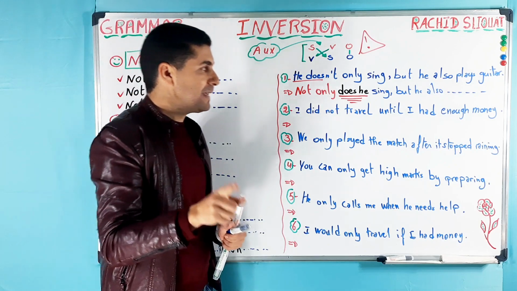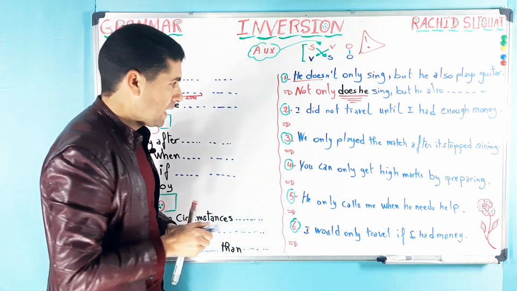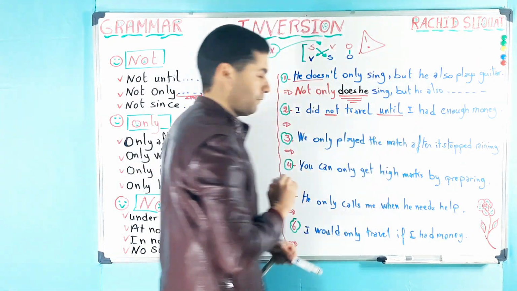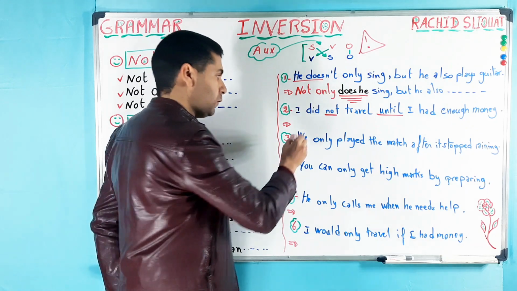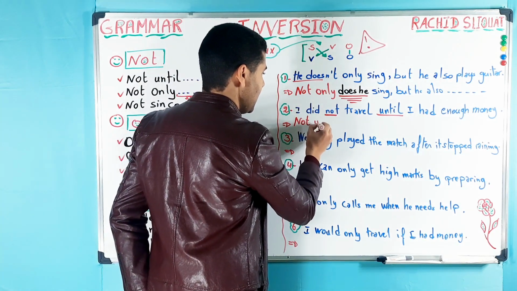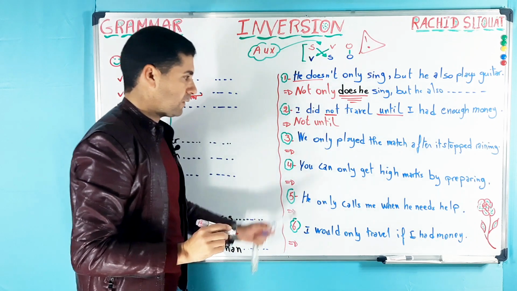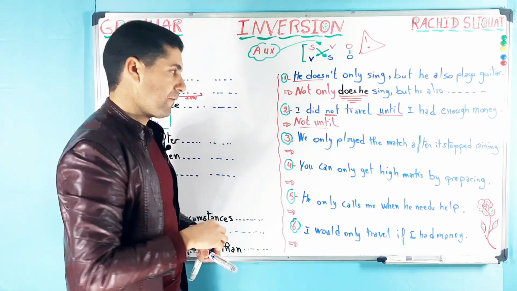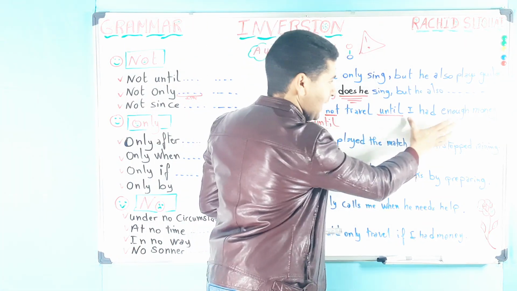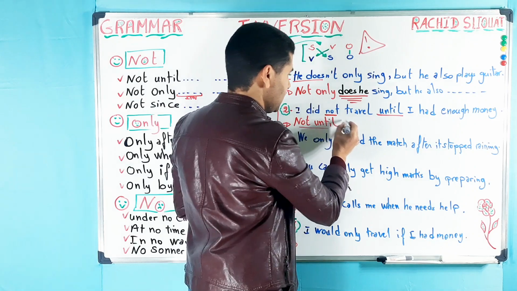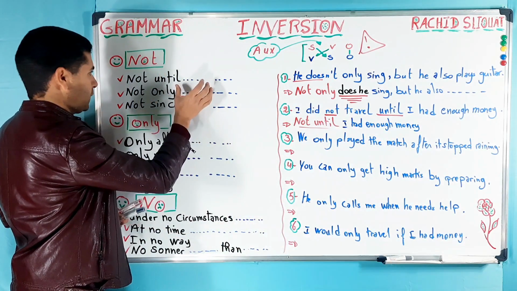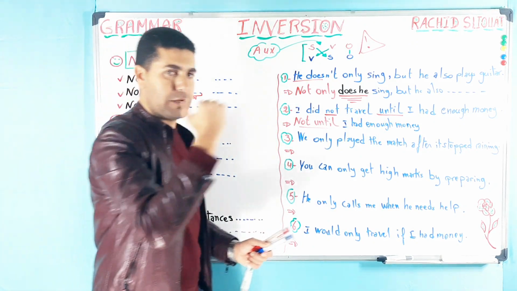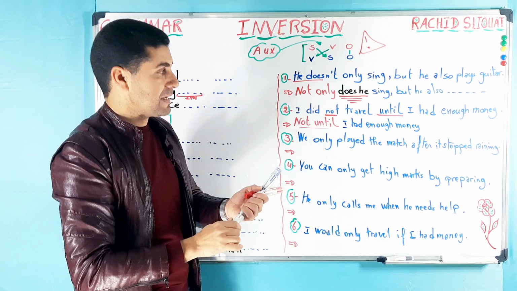I did not travel until I had enough money. Here, as you can see, we have not until, so we start with not until. This is a negative expression, so the following one is going to be affirmative. Not until I had enough money, that is clause number one. Do we have inversion in clause number one? No. So it is in clause number two.